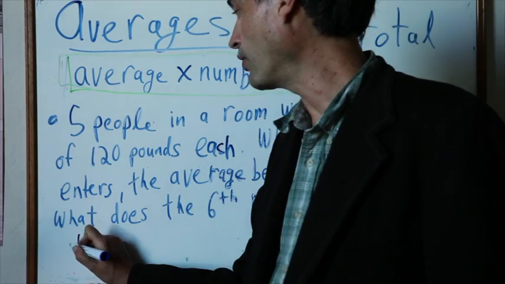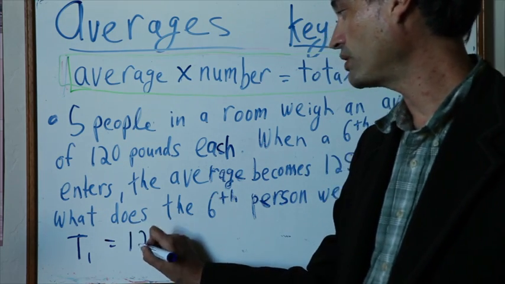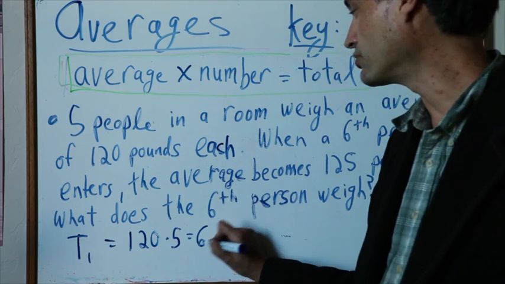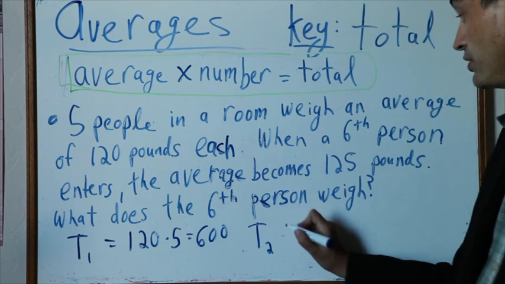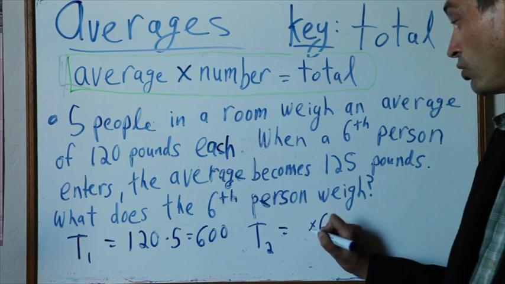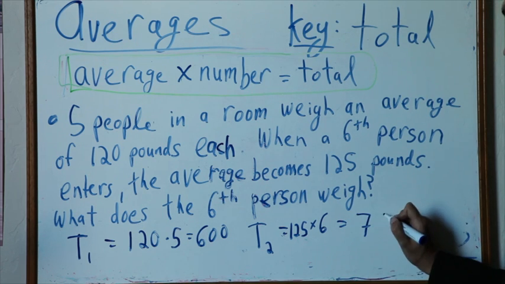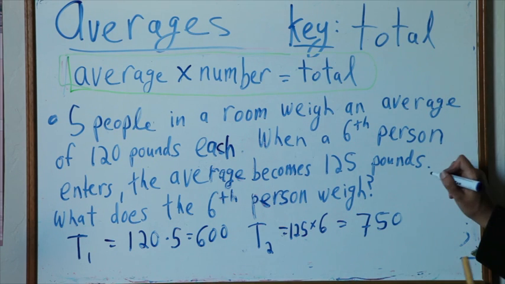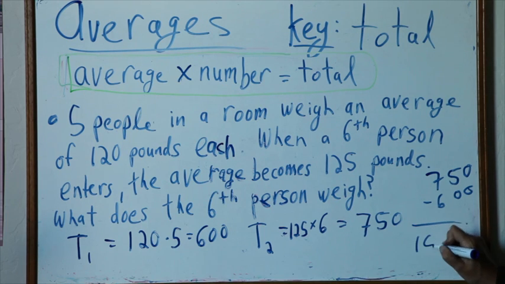So start by writing out T1 for the first total. The total weight in the room at the beginning is 120 pounds per person times 5 people. Work it out by hand or on the calculator. 600 pounds in the room. A few minutes later, we'll find our second total, which would be the total weight for 6 people who weigh 125 pounds each. Again, work it out, and you'll get 750 total pounds in the room. We can therefore infer that the 6th person brought 750 minus 600, or 150 new pounds into the room. And there's our answer, 150.